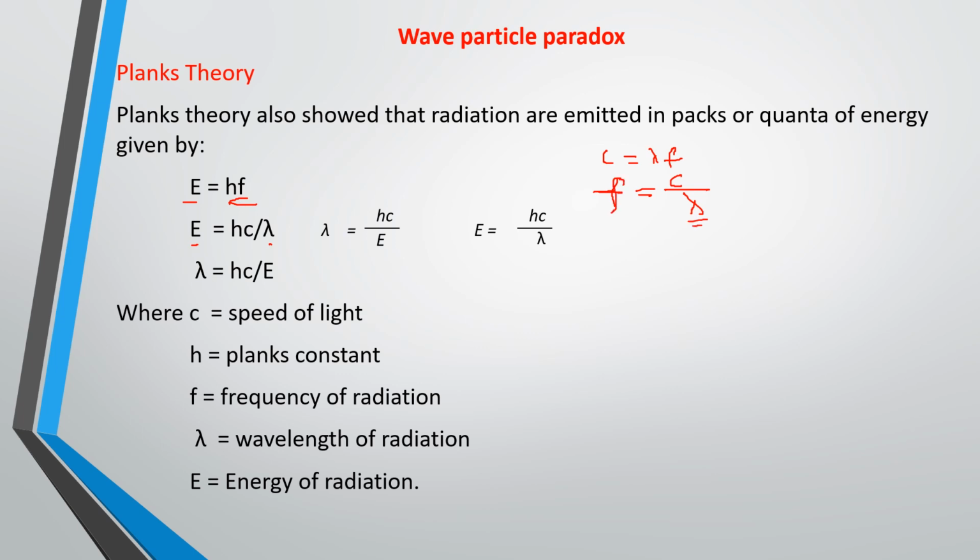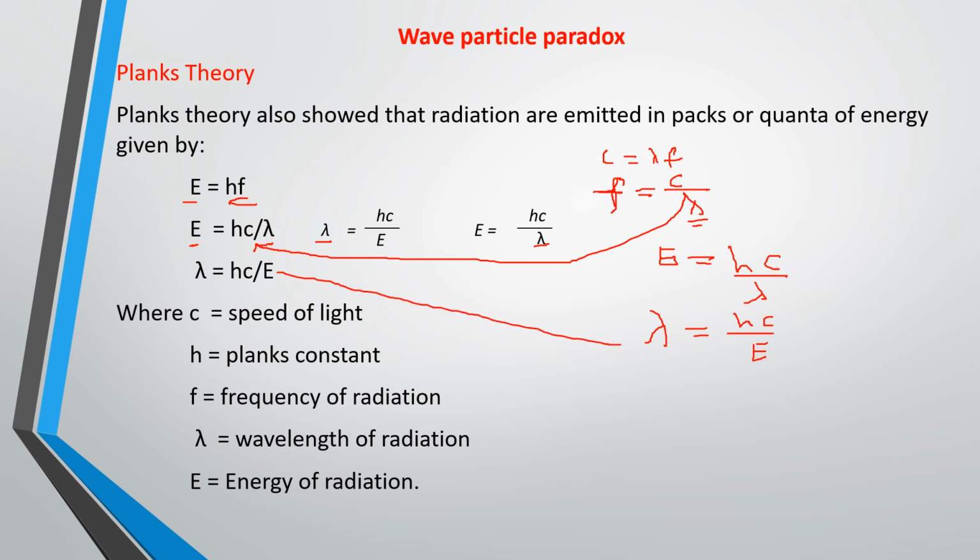So when you substitute this into this equation, you will have this. If you have this, you can now find your wavelength. From this equation, E equals hc over lambda, you can get your lambda, which is the wavelength of the particle, to be hc all over energy. And that is what we have here.